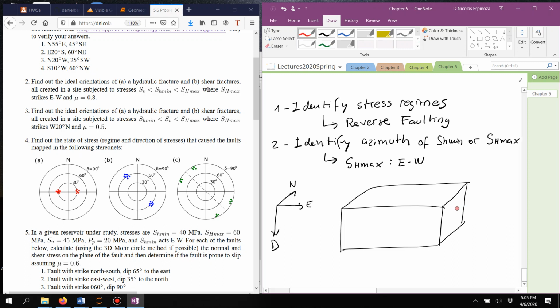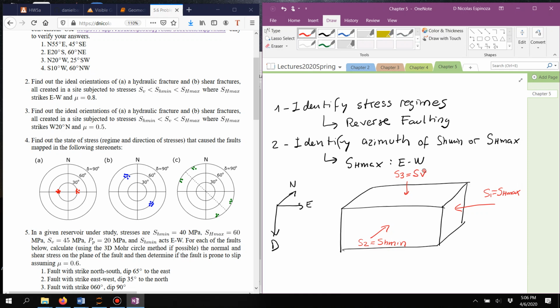My stresses are going to be: maximum principal stress, S1, SH max; intermediate principal stress, perpendicular to this one, S2, SH mean; and the least principal stress, S3, is the vertical stress. All right, with this information, I'm already able to say what is going to be the ideal orientation of a hydraulic fracture.